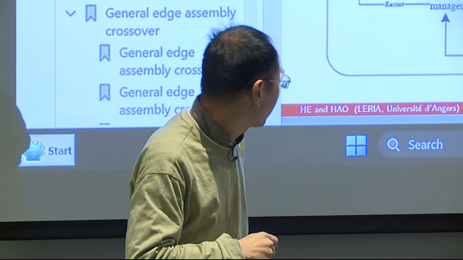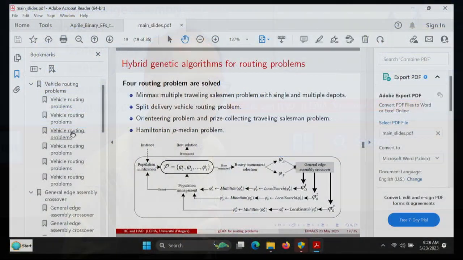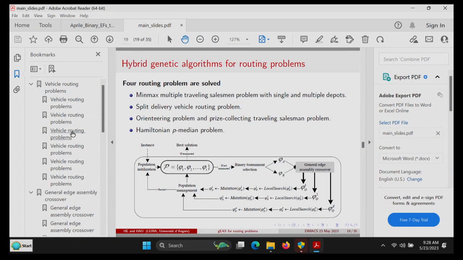We also use the binary tournament selection to select parent solutions. It is a commonly used method to select parent solutions in HGA.